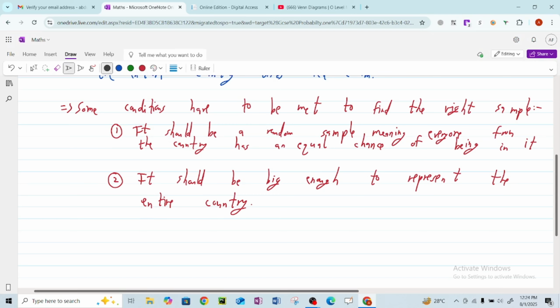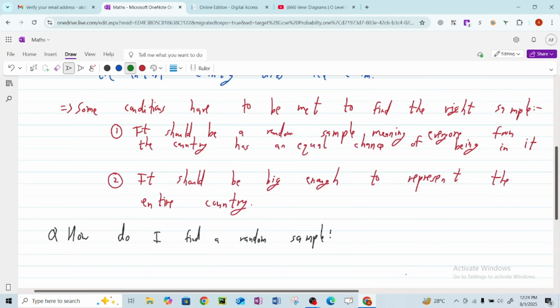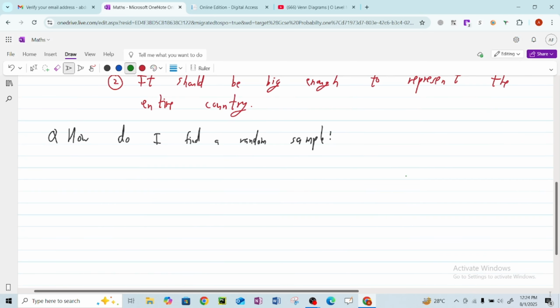Now one question may arise: how do I find a random sample? Okay, what makes it random? We're going to discuss that. Now, for a random sample, you have to know three things. First, assign a number to every person in the population, okay?